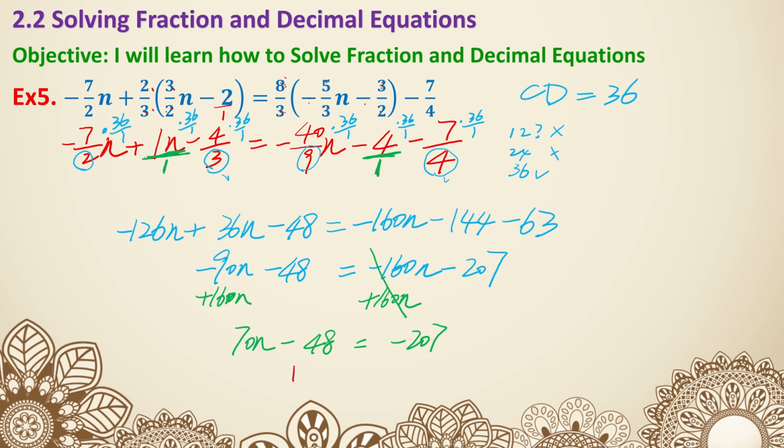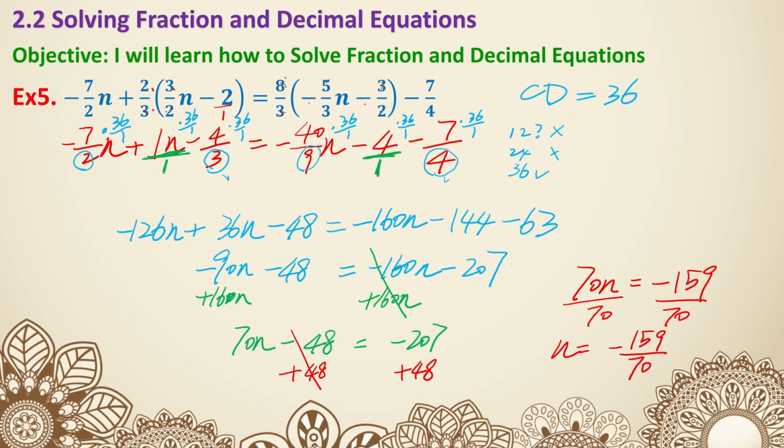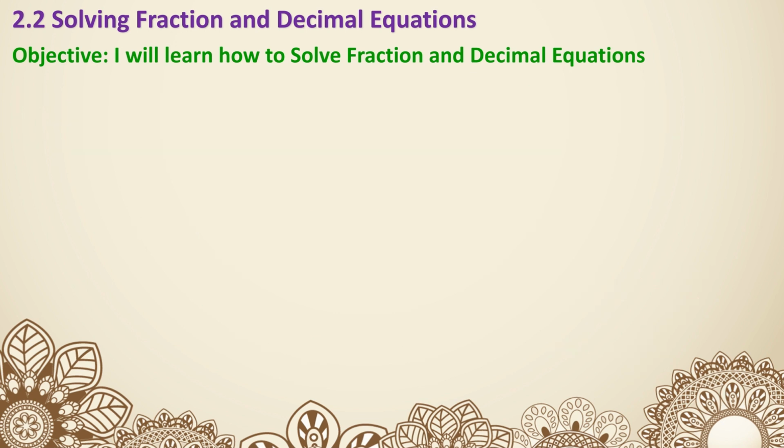And then I'm going to add 48 on both sides. So I got 70n equals negative 159. The 48 on the left side canceled. Then I just divide both sides by 70. n equals negative 159 over 70. That can't be simplified, so that is my final answer. That's example 5. Moving on.